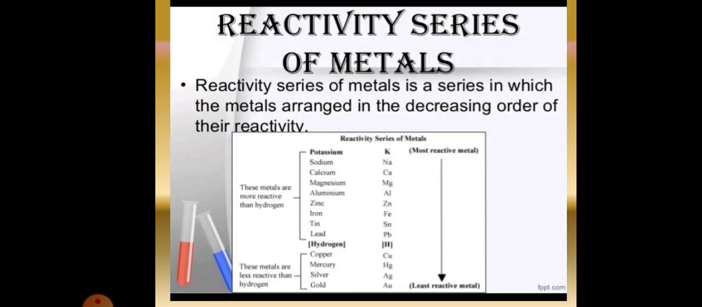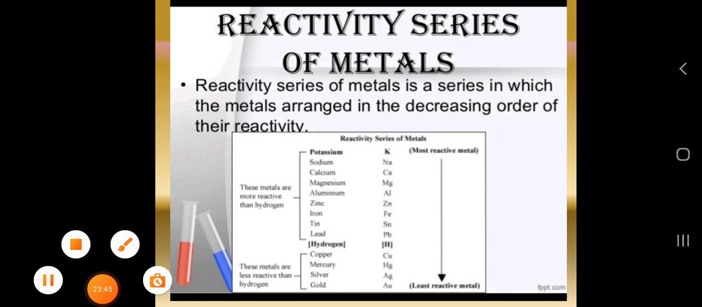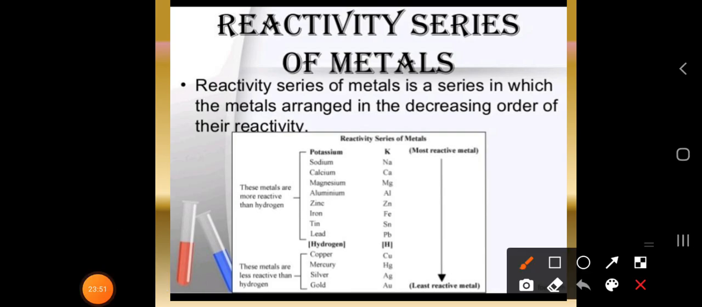Here the next concept that we have to learn is the third type. But before going to the third type, learn the reactivity series of the metal. Before going to the next class, we have to learn this reactivity series. For learning the third type of chemical reaction, we must know this reactivity series. So let's see what the reactivity series of the metal is. It is the series where the metals are arranged in decreasing order of their reactivity.